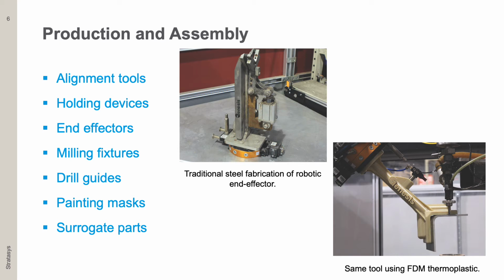The images on the slide show a robotic end of arm tool use case that was made much lighter, much less bulky, and optimized for the job. The picture on the left shows how it was made using traditional machined steel. The picture on the right shows the 3D printed tool.